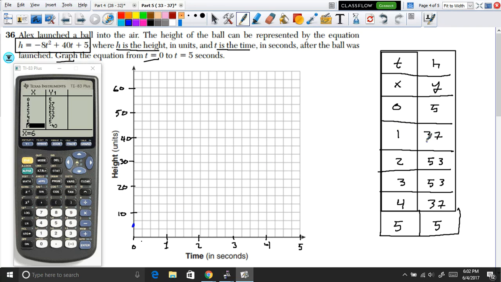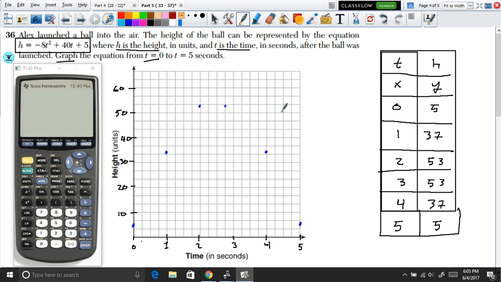Let's get the next point. 1, comma 37. So at 1, we're going to go all the way up to 37, which is going to be somewhere around here. Then we have 2, 53. So at 2, we're going to go all the way to 53. This is 50. Let's say 53 is right here. 3 and 53. So notice that here we have the same point, 3, 53. And at 4, we got 37 again. And at 5, we got 5.